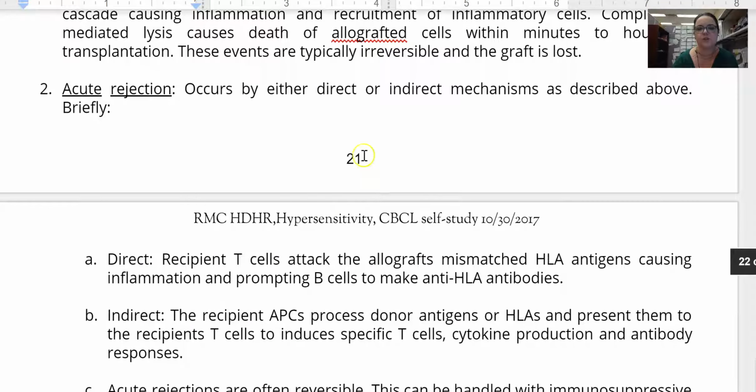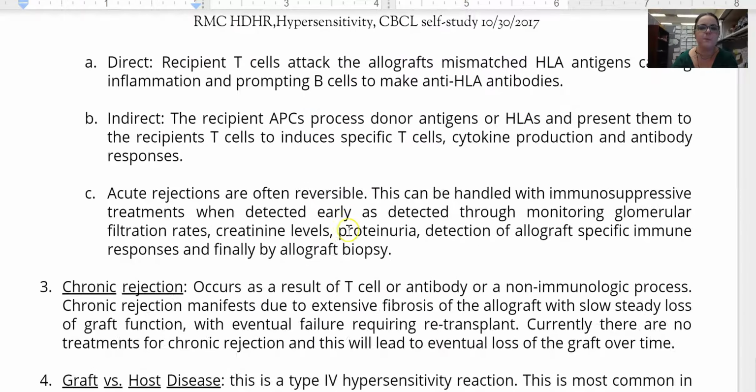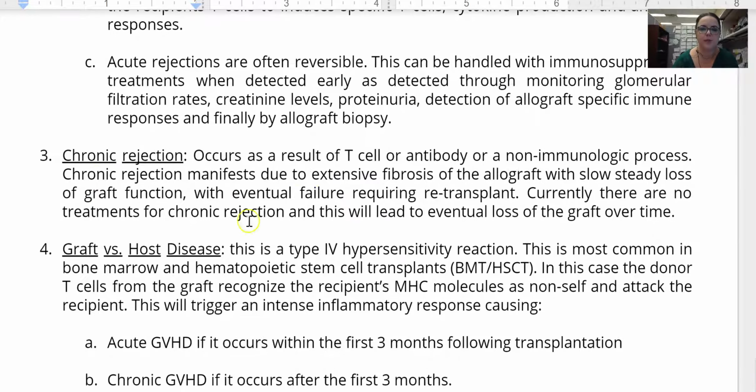Then acute rejection starts after that, and you can have direct, which is a T cell, or indirect, which leads to priming of T cells. So this can happen within a couple of days. These are often reversible. We can just suppress your immune response and it'll be okay. Then you can have chronic rejection, and this happens slowly over the course of weeks to months, and this will eventually lead to loss of the graft over time.